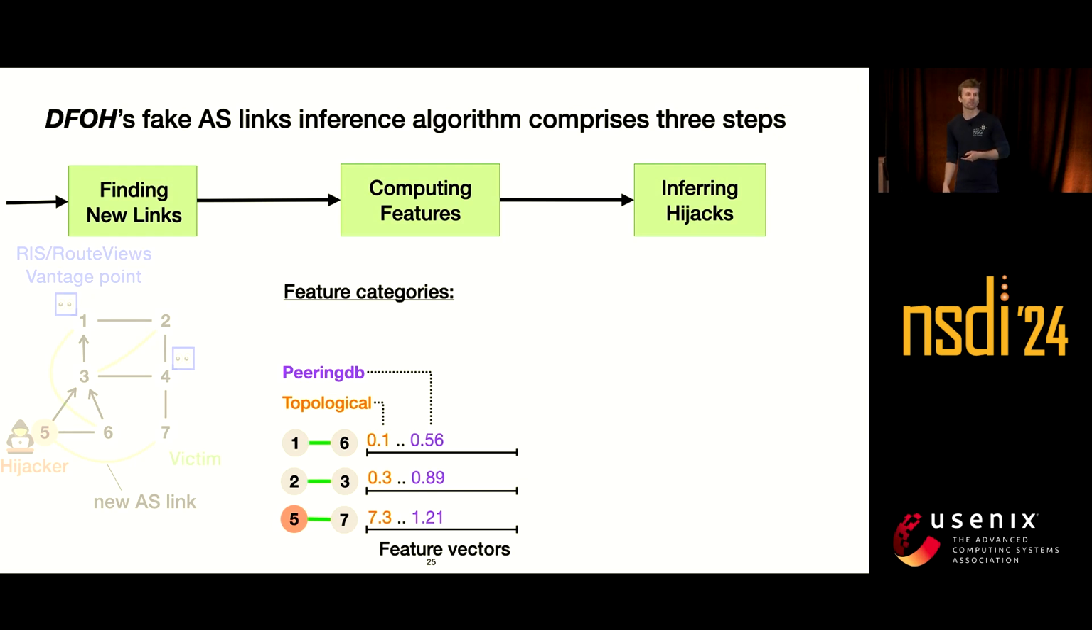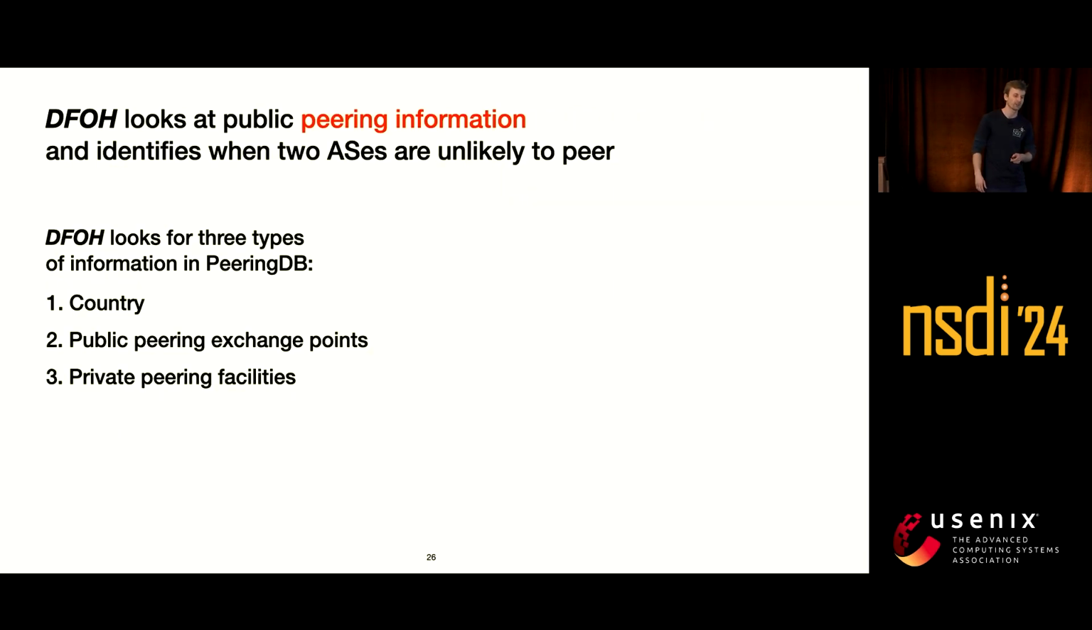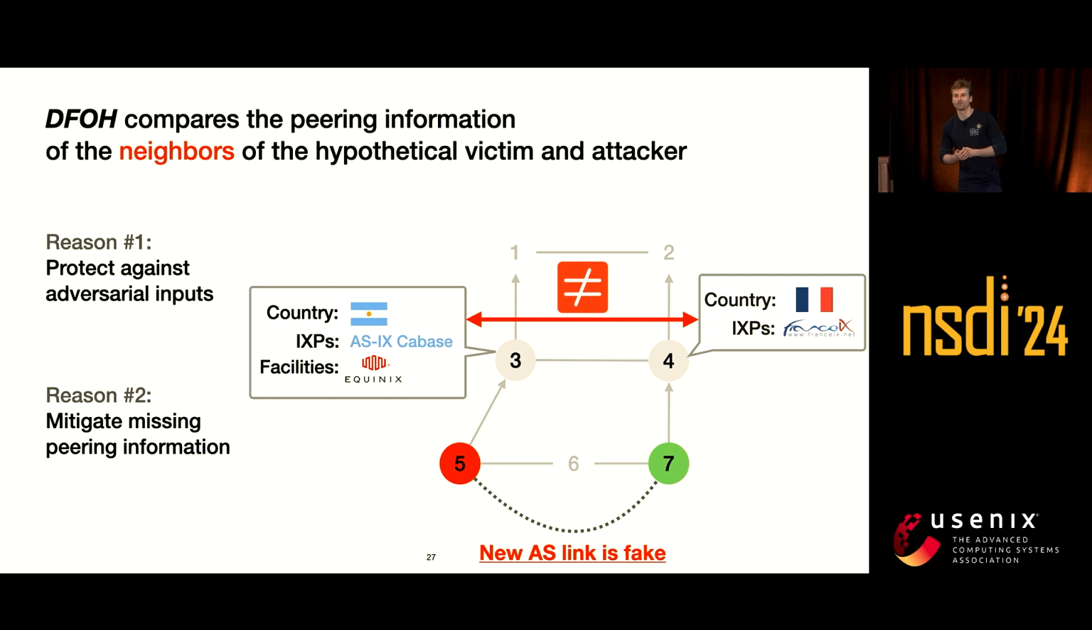Then we have the PeeringDB features. Here, DFO looks at public peering information and can identify whether 2 ASes are supposed to peer or not. More precisely, DFO looks at information in PeeringDB. It looks at the country, the public IXPs, and the private peering facilities. Of course, the data in PeeringDB might be missing or, worse, polluted by an attacker. So what we do is we don't actually compare the peering information of the hypothetical victim and attacker, but instead we look at their neighbors.